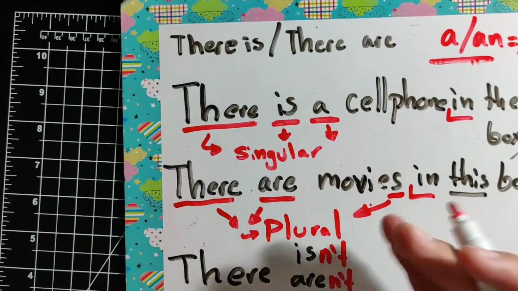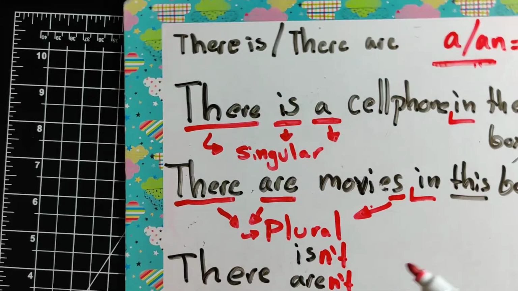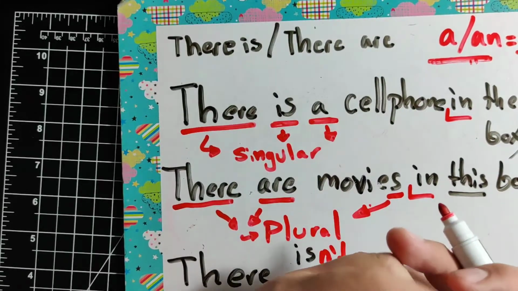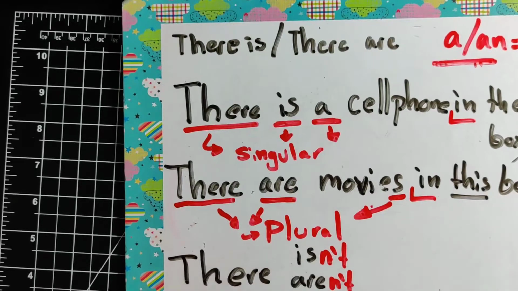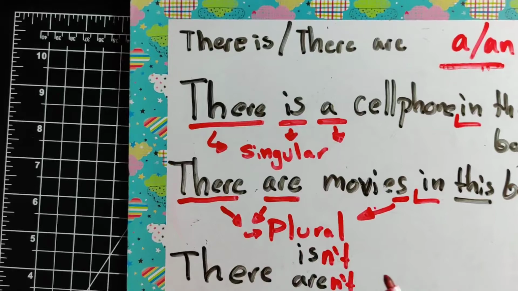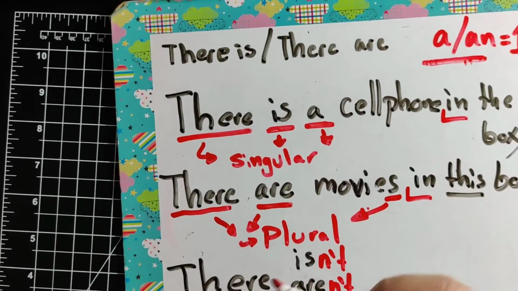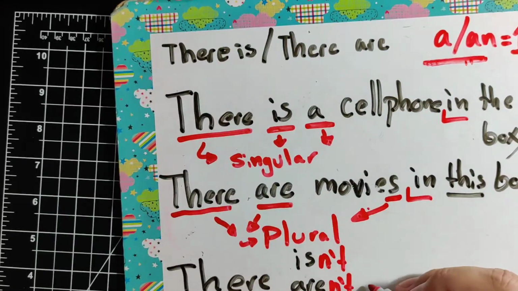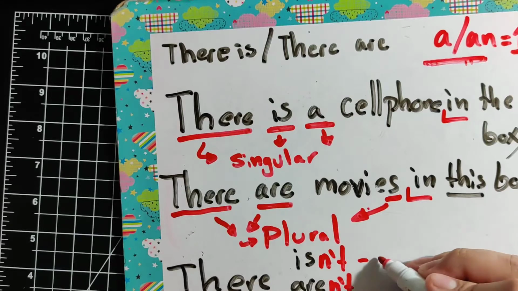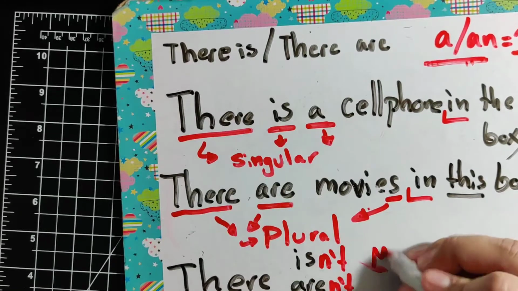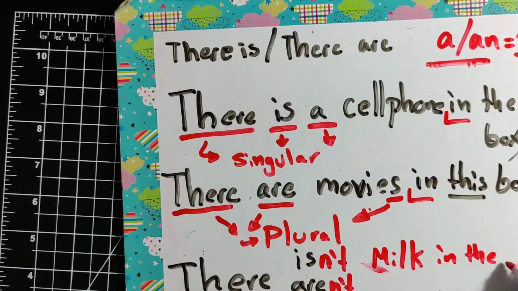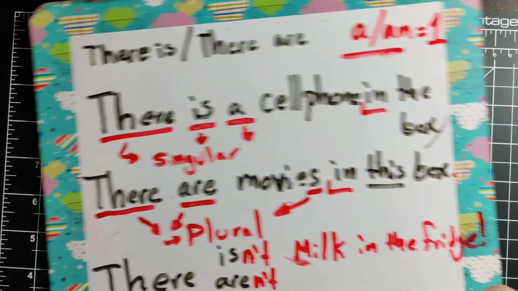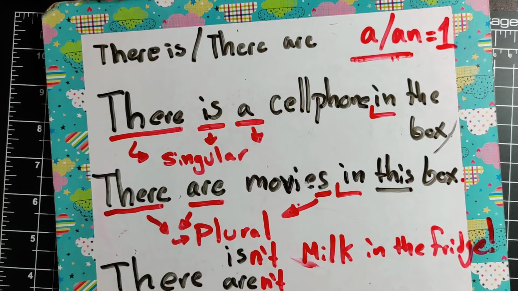There isn't. And how do we use this? Well, think about when your mom or a loved one ever told you to find something in the fridge, right? Hey, go and get the milk in the fridge. There isn't or there aren't. First, isn't. There isn't milk in the fridge. Okay? There isn't milk in the fridge.